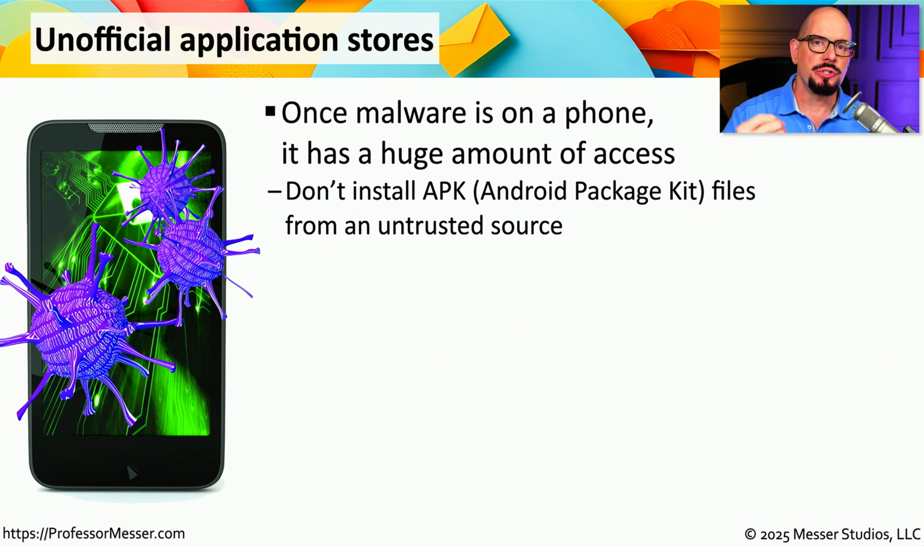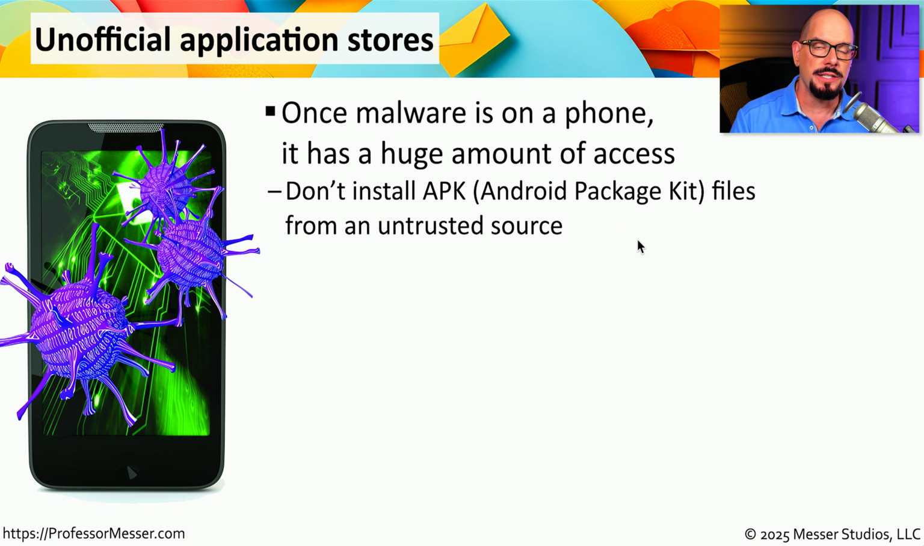One of the reasons we use centralized application stores for downloading our applications is that we can trust the software that's installed on that store. If we install an application from a third-party website, it's possible that that app could contain malware. And once malware gets on your mobile device, it does have access to quite a bit of data.